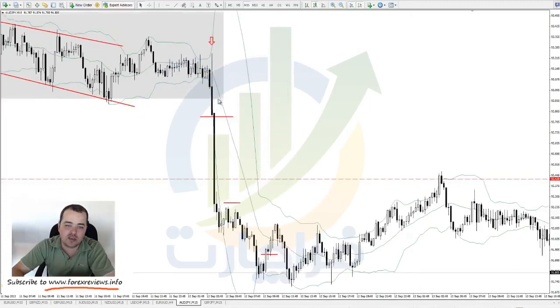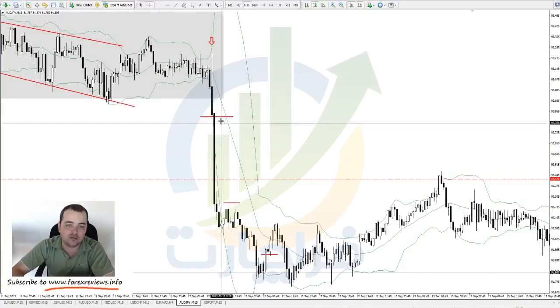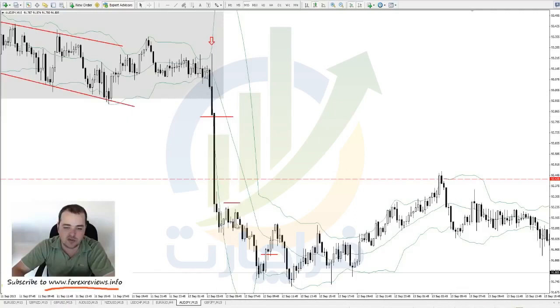As soon as it broke out of there, I had my alarm set here. I saw it break out of the box, watched it close, entered a sell position, and put my stop loss just above the pin, because I knew that if it got up above the pin, I'd definitely be wrong. I expected a big move out of this because it was moving so fast, and I took it down to just around here on this pair. It was about 60 to 70 pips, somewhere in here. So I saw this was sort of bouncing away here.